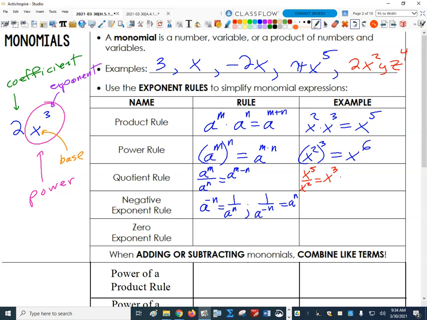It's dumb pens. Why is it doing that? I don't know. What if I had something like x to the fourth divided by x to the seventh? Gosh, these things are just driving me nuts. You can't read that. X to the fourth divided by x to the seventh. What's that?